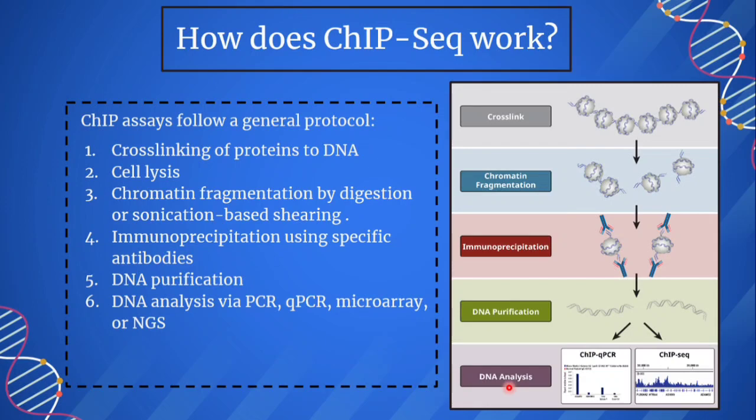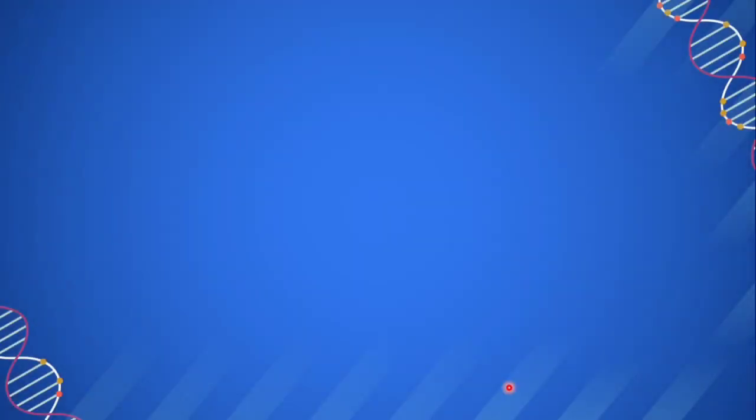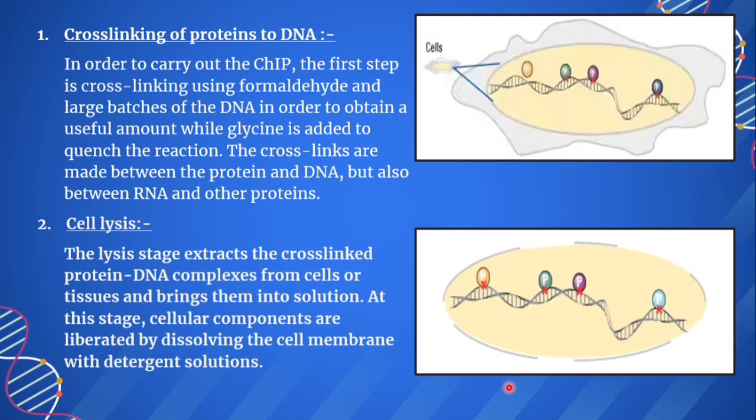So now let us understand all these steps in detail. The first step is cross-linking of proteins to DNA, using formaldehyde and large batches of DNA in order to obtain a useful amount. Formaldehyde is used because it can readily permeate cell walls and membranes, resulting in efficient cross-linking, that is formation of covalent bonds between protein and DNA. In this picture, we can see the cross-linking of proteins, and glycine is added to quench the reaction. The cross-links are made between the protein and DNA, but also between RNA and other proteins.